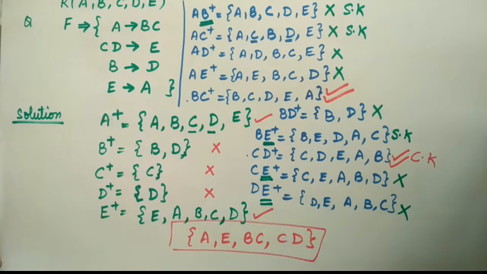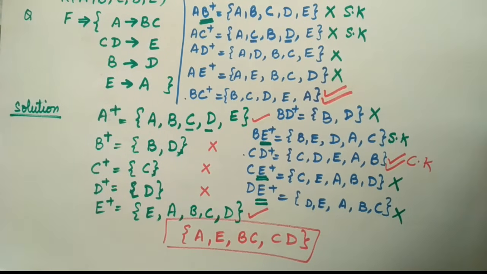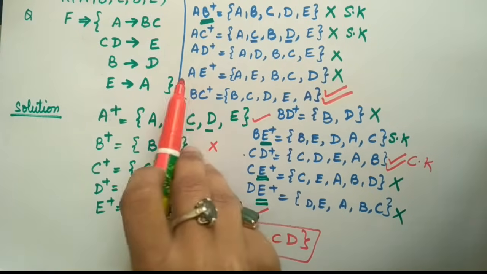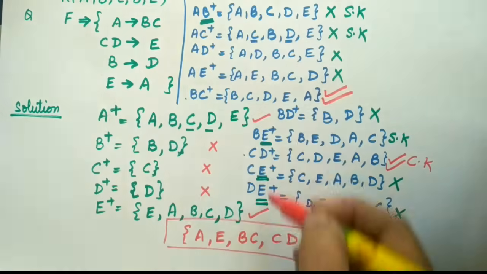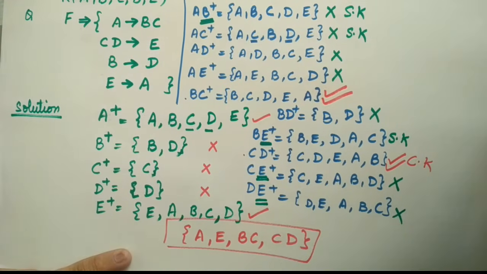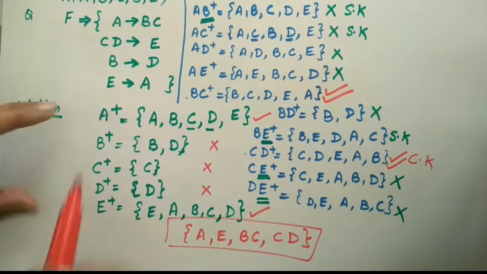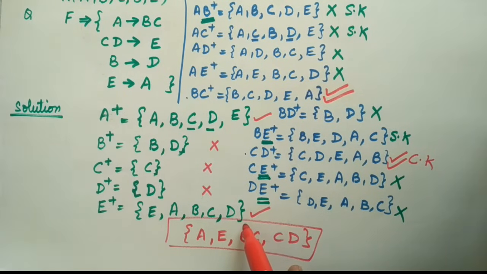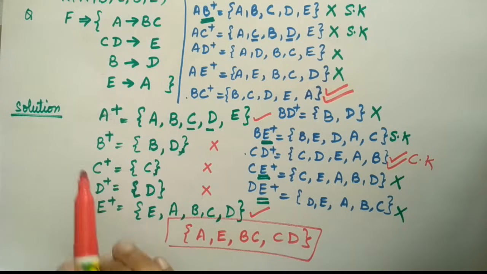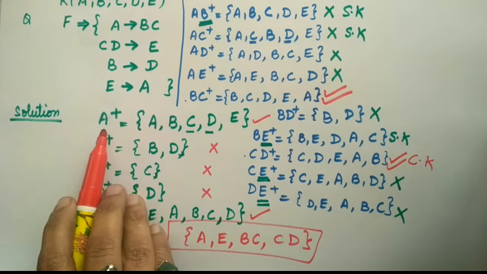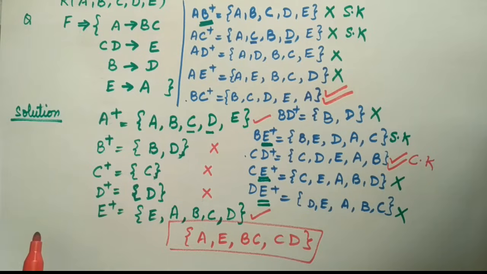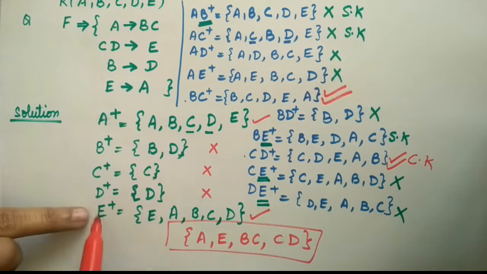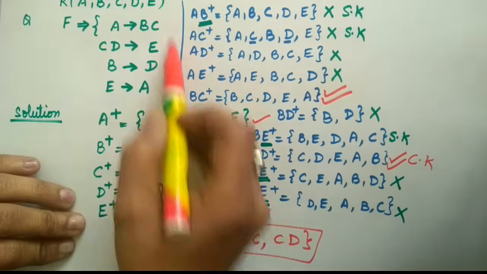Now let me tell you the short trick in finding the candidate keys in the closure set with two attributes. No need to do such a long process. There is just a short trick. As you have seen, A and E were already the candidate keys. Then any attribute having E or A on the right hand side in any functional dependency will also be a candidate key.